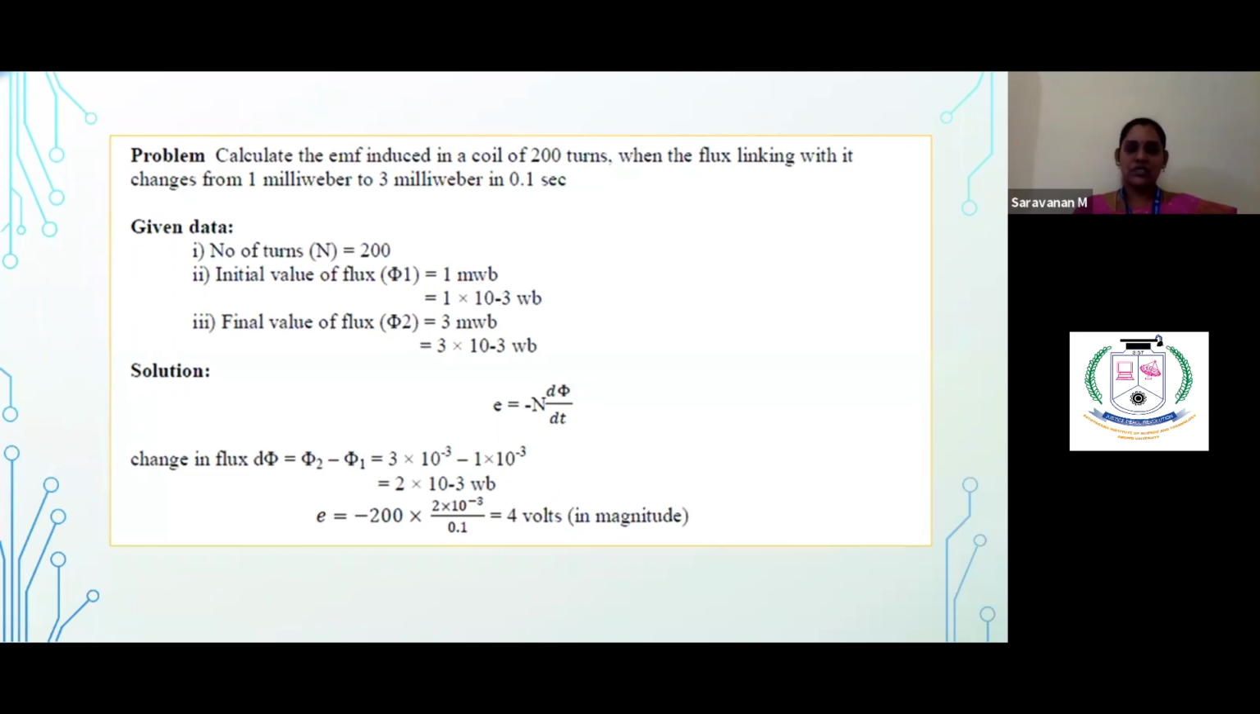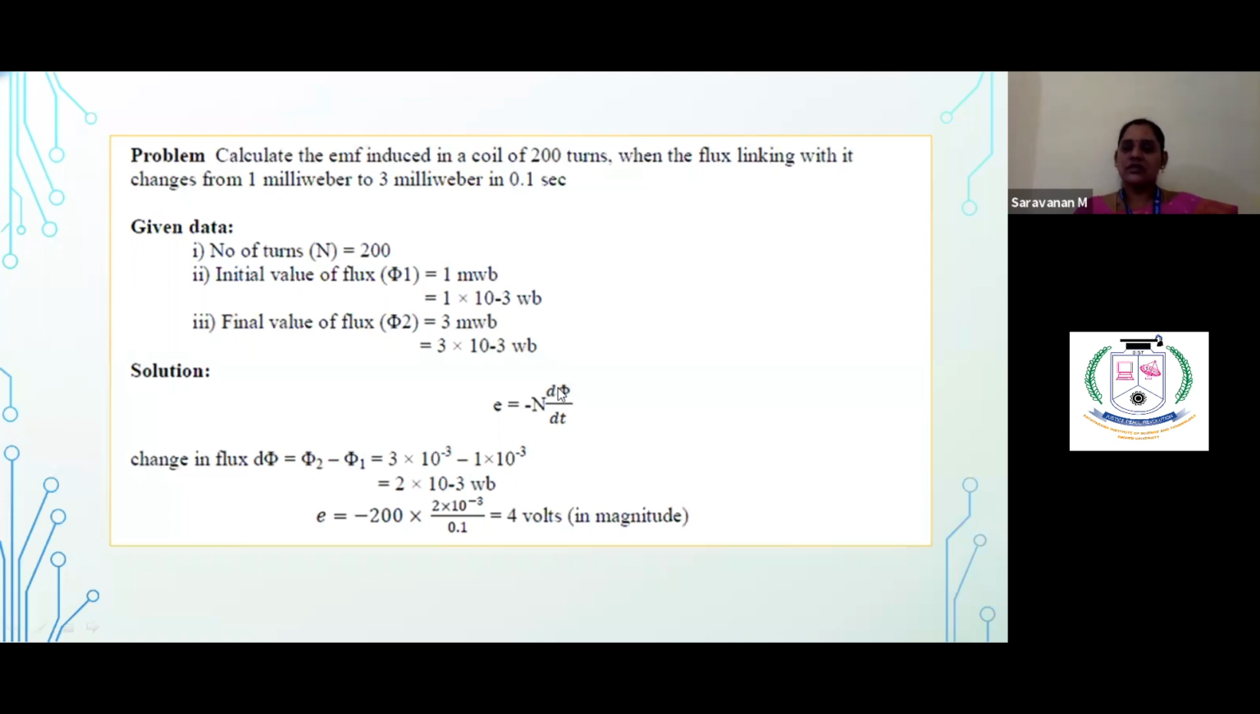Okay, so see what I have been asked over here. Very simple question only. Calculate the EMF induced in a coil of 200 turns when the flux linking with the coil is changing from 1 milliweber to 3 milliweber, and the time period is also given. So they have asked you to calculate the induced EMF. What is the induced EMF formula according to Faraday's law? E is equal to N into d phi by dt, where d phi is the change in flux and dt is the change in time.